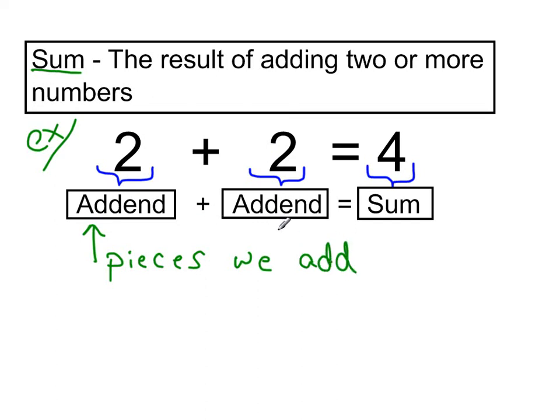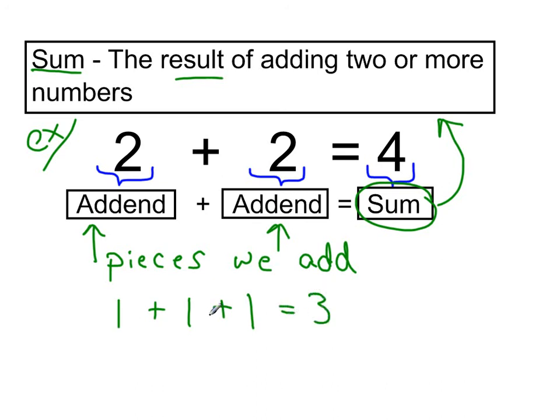And when we add the two pieces, it doesn't matter what order we add in, because it doesn't make a difference for addition, we end up with the ending result, which is the sum, which is the result of adding two or more numbers. And you can add more than just two numbers. You could say 1 plus 1 plus 1, which is 3. So 1 is an add-in, 1 is an add-in, 1 is an add-in. They're all the same. So that is our definition for sum.